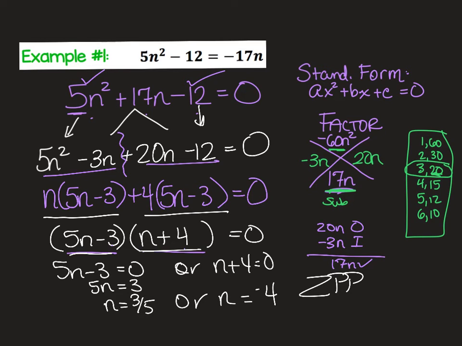Then we're going to write our solution using braces. So the solutions are negative 4 or 3/5. Remember, this is not an ordered pair. It is simply a set of numbers that happens to be the two different solutions we have for this particular example.